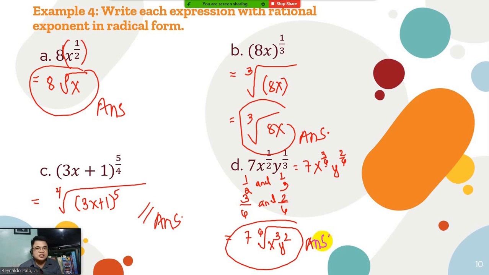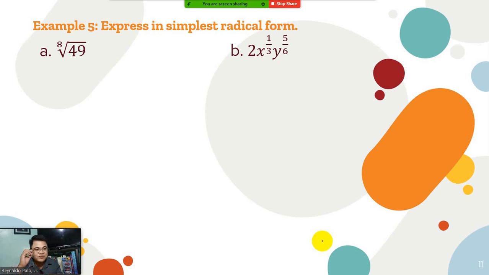Alright? So that's how you are going to transform expression with rational exponent into radical expression. Just remember the things that we had. Okay? Next, let's have example 5. Express in simplest radical form. First is a 8th root of 49.